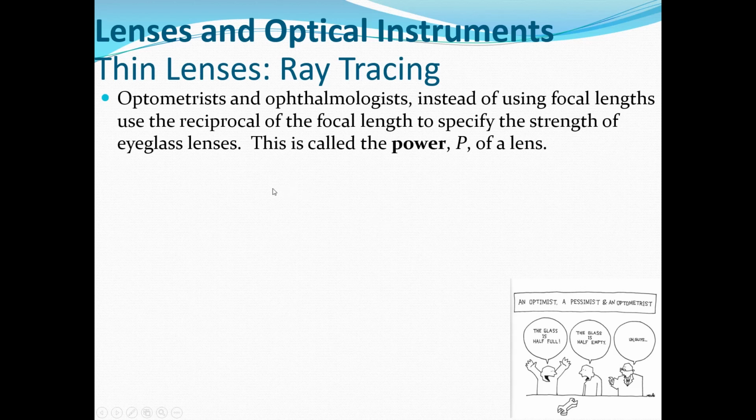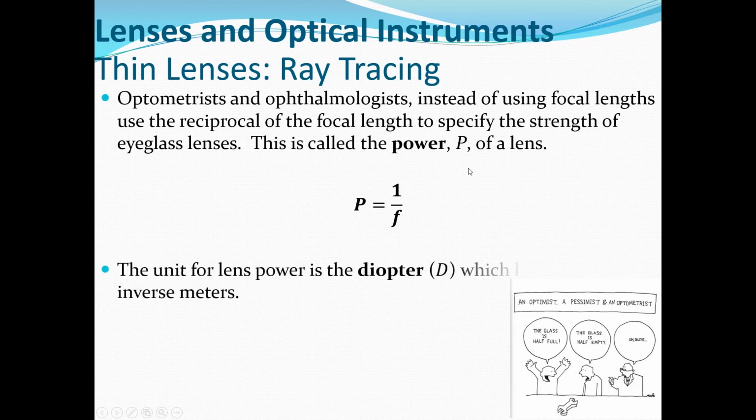Now, with optometrists, a lot of people who actually deal with things with lenses, instead of talking about the focal point, what they'll talk about instead is the power of the lens. The power of the lens is defined as the inverse of the focal length, essentially. The unit for the power of a lens is measured in diopters, so you'll see that, and it's technically inverse meters.